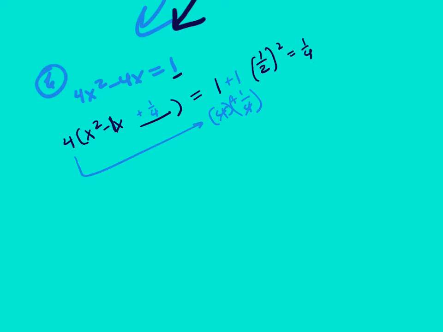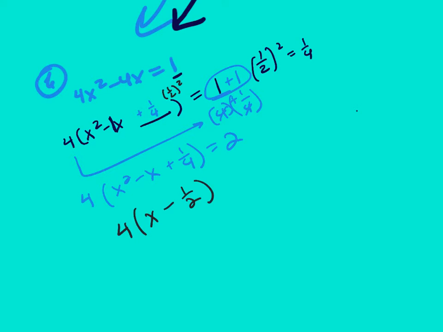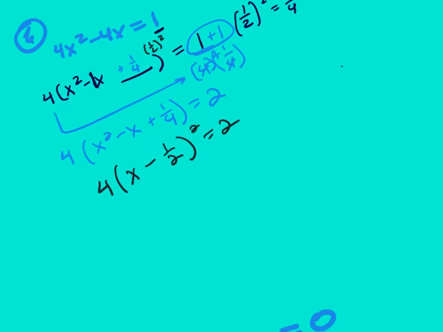So on the left, 4 is still on the front. X squared minus x plus 1/4 equals 1 plus 1, which is 2. Now that 1/4 is the same thing as 1/2 squared, right? So think about that too. I could have kept this as 1/2 squared to make it easier. What's about to happen? Square root the x squared, square root the 1/4, which is 1/2. Take the sign from the middle, put it in parentheses, square it, equals 2.